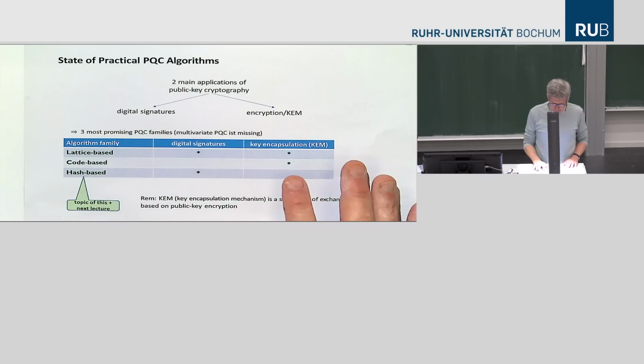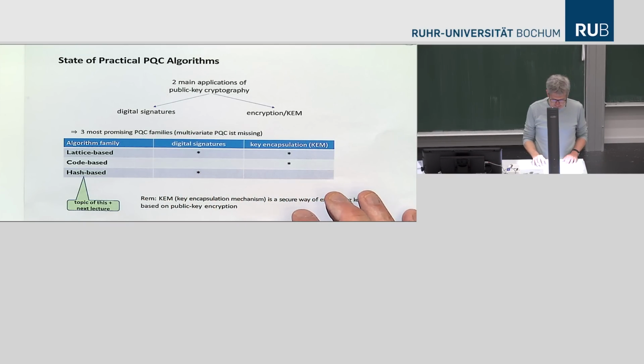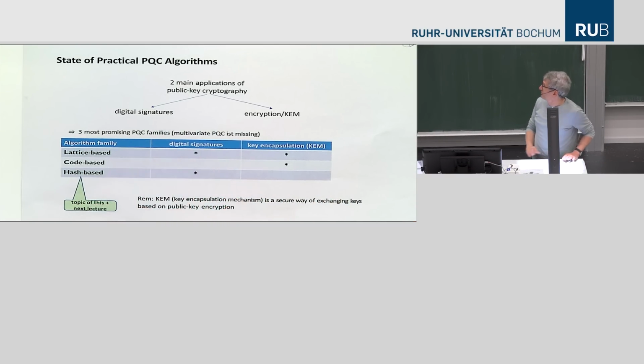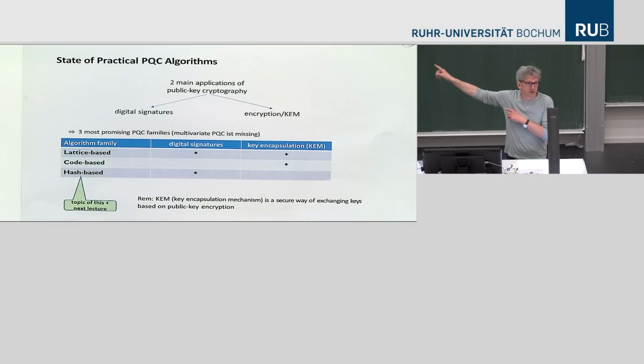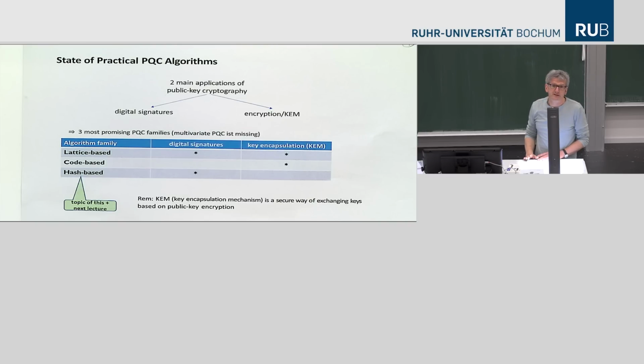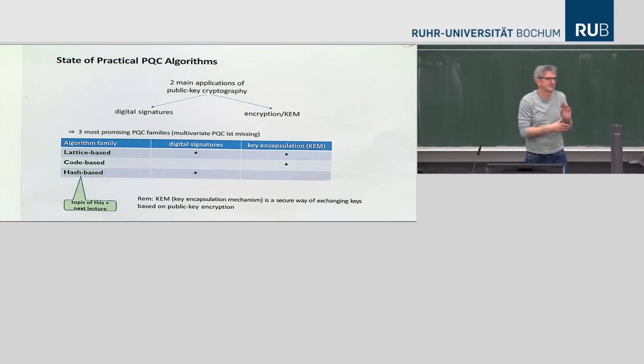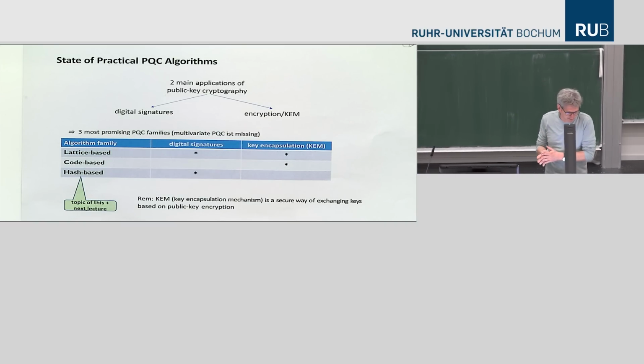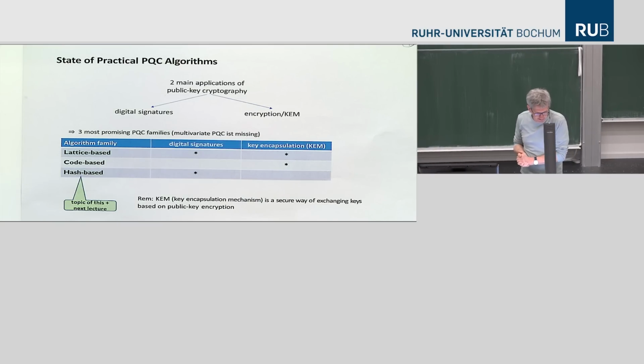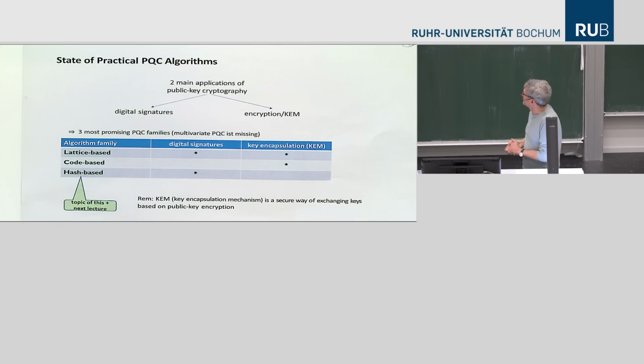Code-based, which is the oldest one, you can only do key encapsulation. And with hash-based, which we are going to do today, so we are on the bottom row, hash-based, you can only do digital signatures. Okay, why do we do that? Because it's fun, right? Hash-based is fun, it's just hash, so that's what we're doing. Next year, there's a good chance we're going to add either lattice-based or code-based to that, but let's start easy, okay?